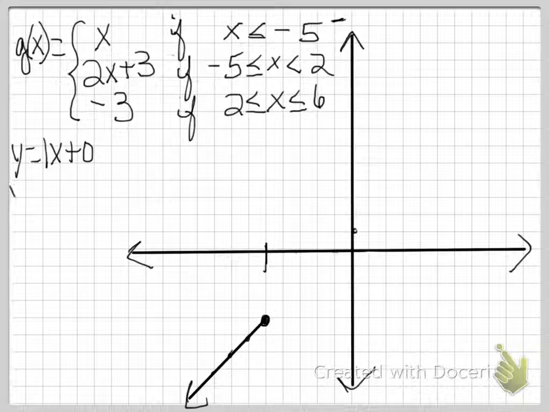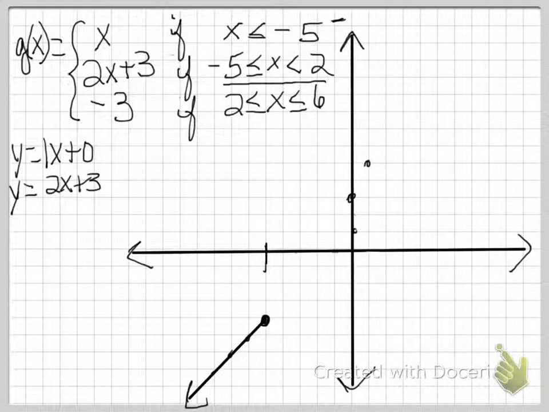The second equation is y equals 2x plus 3. So that's the ordered pair 0, 3. I'm going to go up 2 over 1. But now I'm going to go ahead and look at my restriction. It's between -5 and 2. So there's my border. -5 is already there. So the line is going to go in between them. So when I'm doing my rise over run, I'm going to keep it in between those two borders.